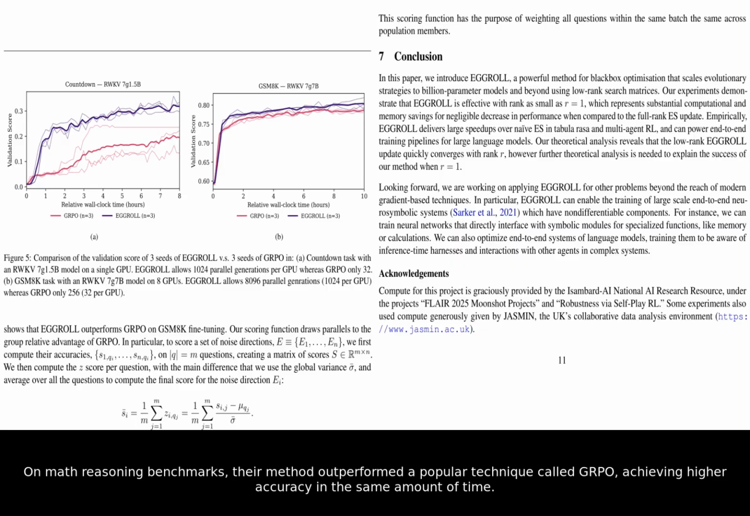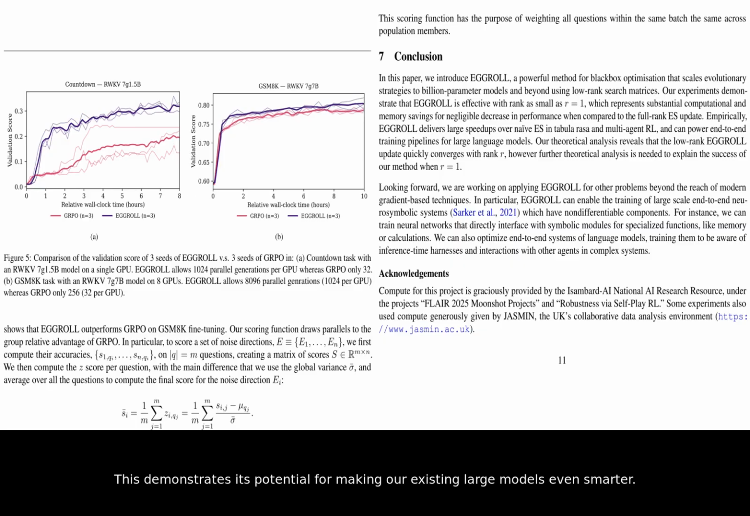On math reasoning benchmarks, their method outperformed a popular technique called GRPO, achieving higher accuracy in the same amount of time. This demonstrates its potential for making our existing large models even smarter.